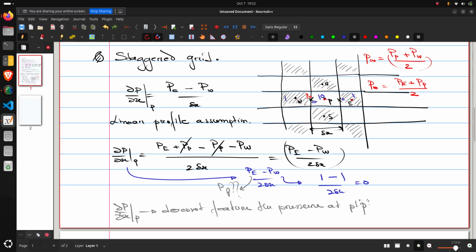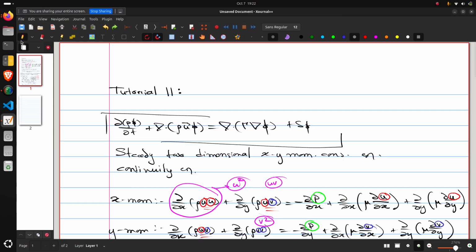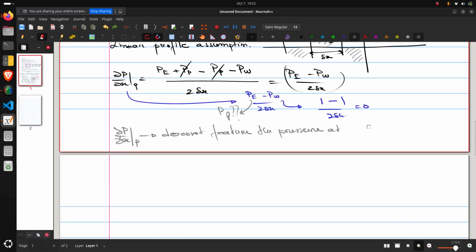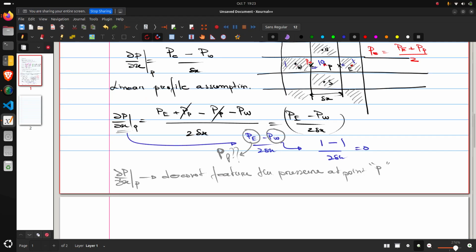Does not feature the pressure at point P. What does it mean? If you see the relation that we got for the gradient of pressure at point P, it only has the values of P capital E and P capital W, but it does not have the pressure at point P. Because of that there is no information about what is happening at P, and we are computing the gradient at point P, but we are not at all aware of what the pressure value is at point P. This kind of discrepancy causes these checkerboarding patterns.